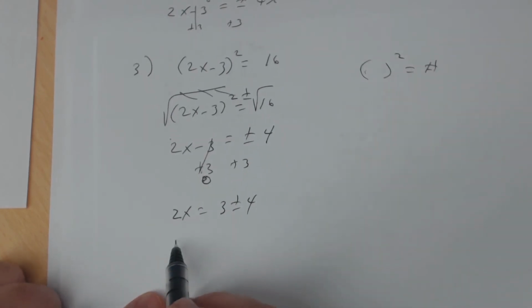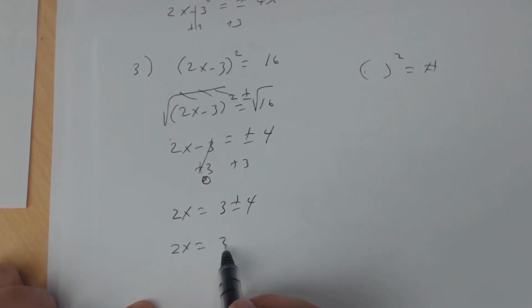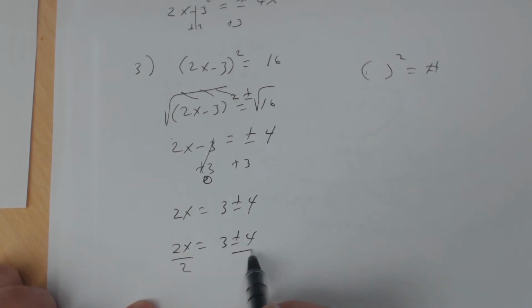Divide both sides by 2, just like you did a while ago. Nothing wrong with that. 2 divided by 2 is 1. 1 times x is x. And I get x is 3 plus or minus 4 over 2.